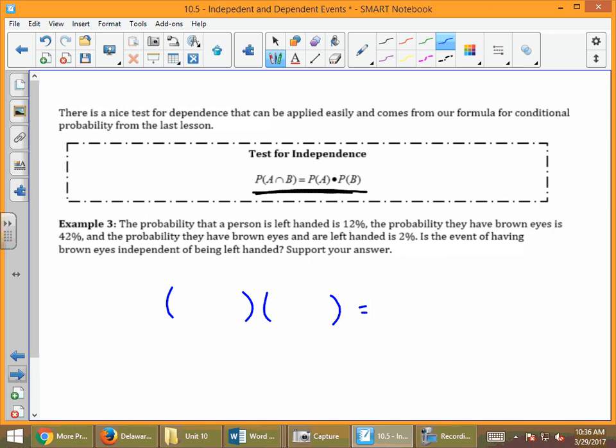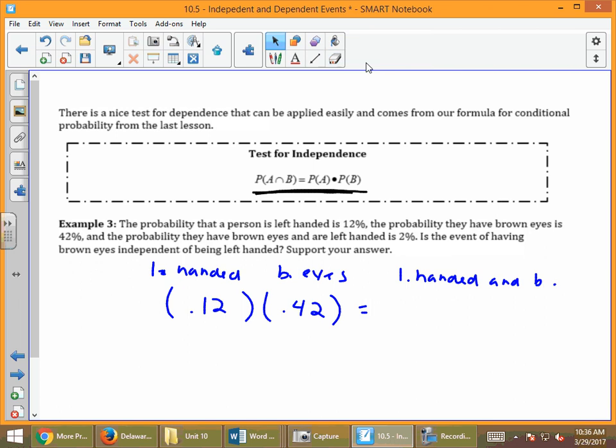So the two things we're dealing with are being left-handed and brown eyes. What's the probability of being left-handed? 0.12. What's the probability of having brown eyes? 0.42. And if they're independent, they should equal the probability of both being left-handed and having brown eyes. How do you write 2% as a decimal? 0.02. It should equal that if they're independent.